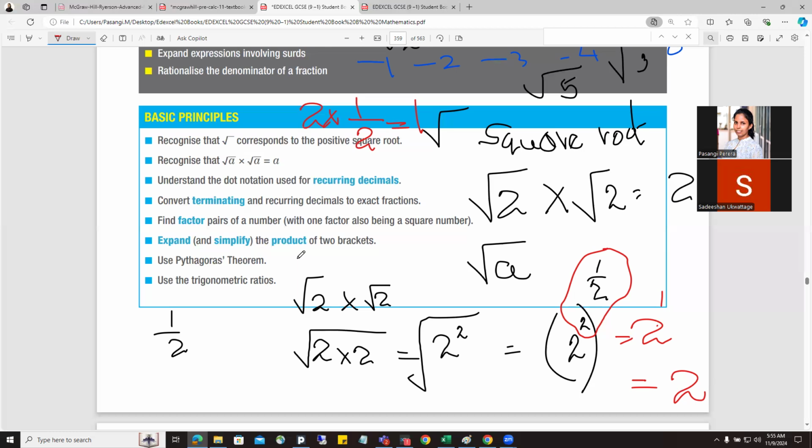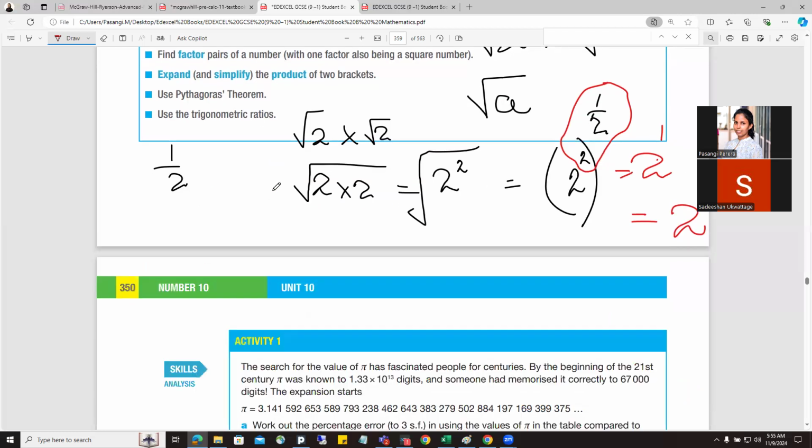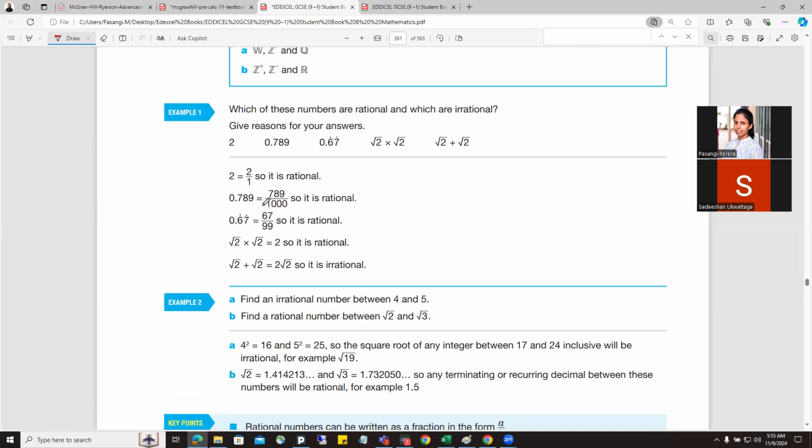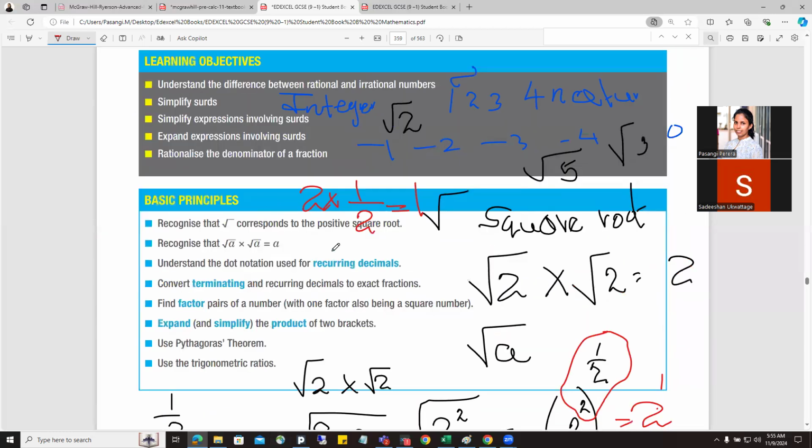Okay, done. Then understand the dot notation used for recurring decimals and convert terminating decimals. These are the basic principles that we will be learning in future. So we will be learning about recurring decimals, how to convert terminating and recurring decimals to exact fractions, and also how to find factor pairs of a number with one factor also being squared. These we will be learning in future.